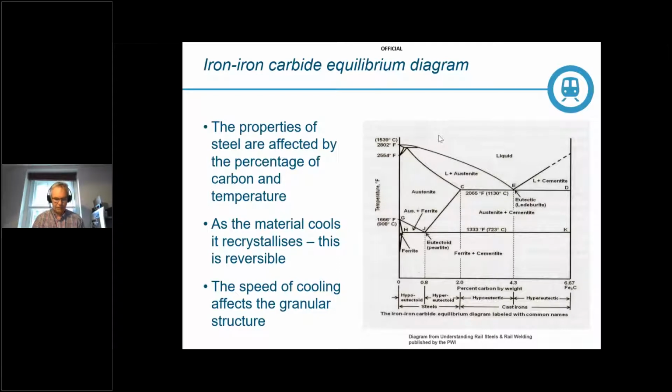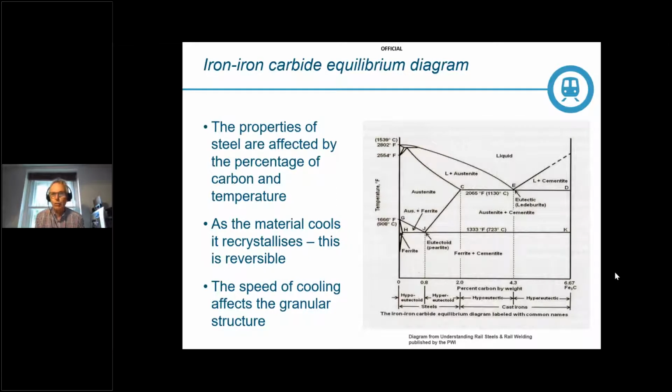So looking at the diagram as a whole, this is very low carbon content. So we've got the pure iron down here, which is a very soft material. It's very ductile, quite tough. If you go across to the other side of the diagram, over here, we are actually in iron carbides, which are extremely hard and brittle.